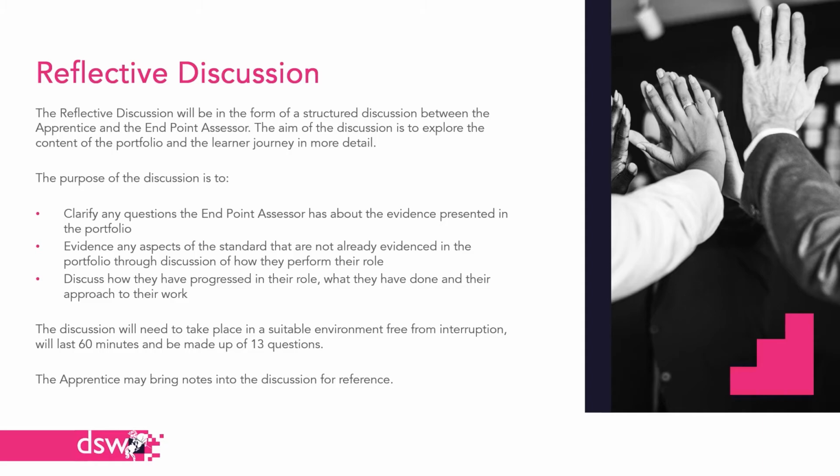The discussion will need to take place in a suitable environment free from interruption. It will last for 60 minutes and be made up of 13 questions. The discussion will be completed remotely using technology that allows the apprentice to see and speak to the endpoint assessor. The training provider will need to ensure the apprentice is given support so they're comfortable with the technology and environment ahead of the interview. The apprentice will also need to come prepared with valid photo ID to show and present to the assessor, and they may bring notes into the discussion for reference.